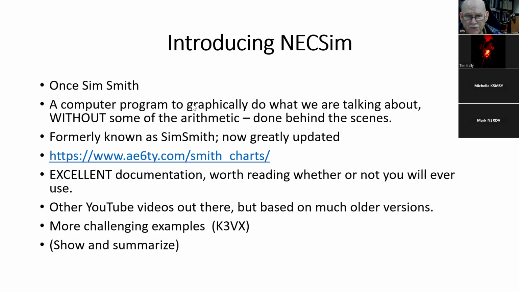And it is a program to graphically do what we're talking about without some of the ugly arithmetic. In fact, I talked earlier about how typically on a paper Smith chart, we normalize the system impedance, which means we divide what we have measured by the system impedance. Well, guess what? The software does that for us. And it has been greatly updated recently. And here's where to go get it. And along with that, in the help file is some excellent documentation. And I would encourage you to go get this program and read that documentation, whether or not you're going to ever use it, just to help you understand what we're talking about.